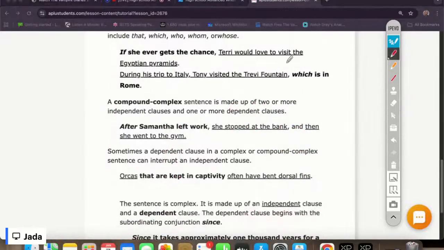So a compound-complex sentence is made up of two or more independent clauses and one or more dependent clauses. Okay. So: After Samantha left work, she stopped at the bank and then she went to the gym. Sometimes a dependent clause in a complex or compound-complex sentence can interrupt an independent clause. Like: Orcas that are kept in captivity often have bent dorsal fins.